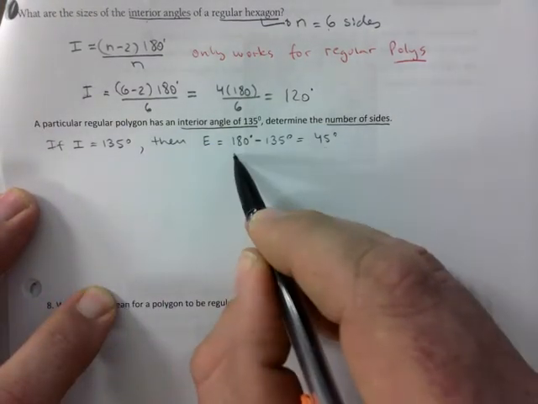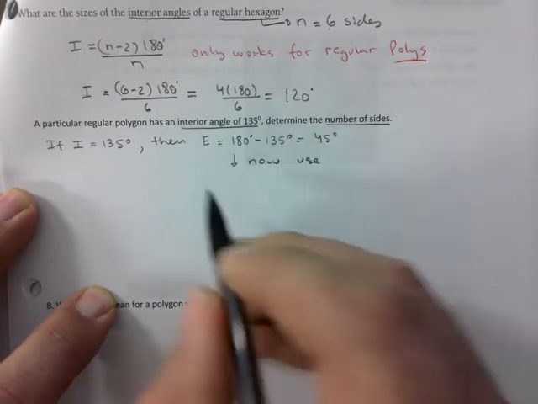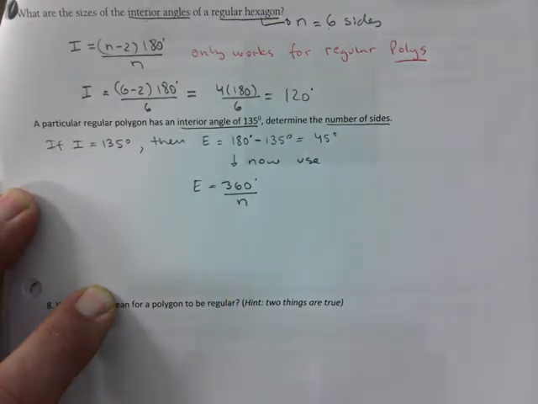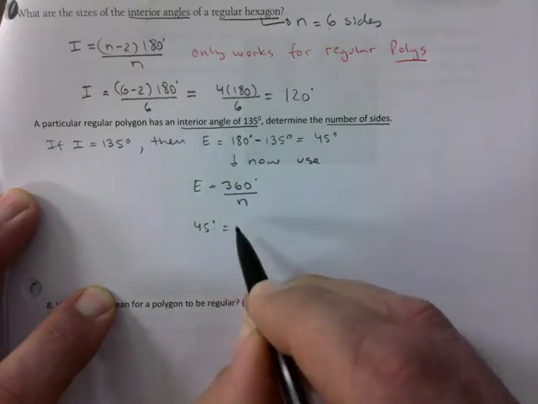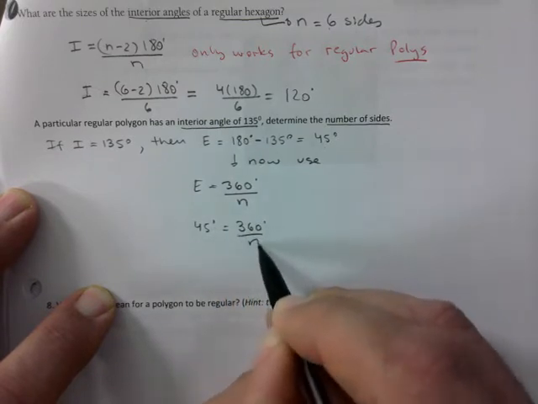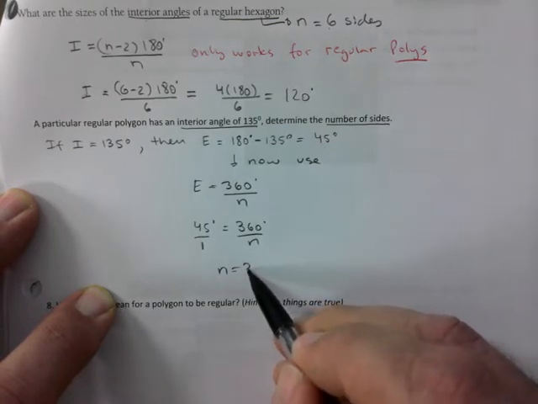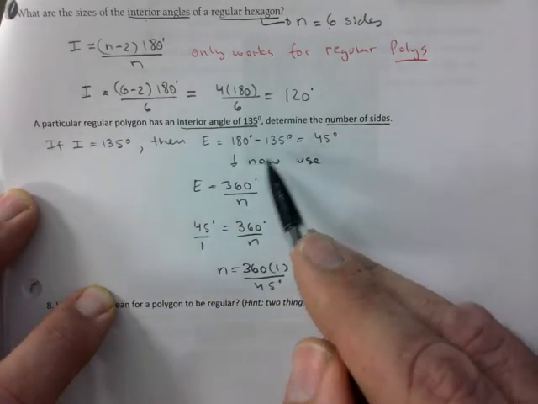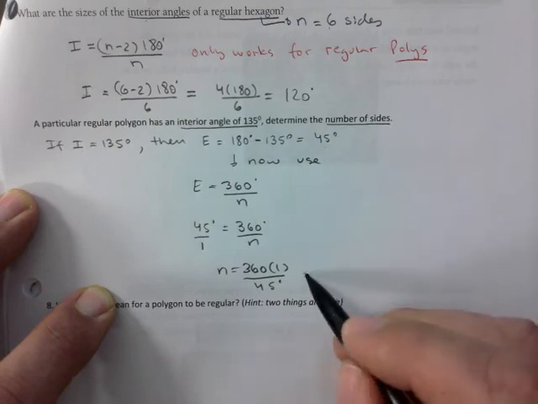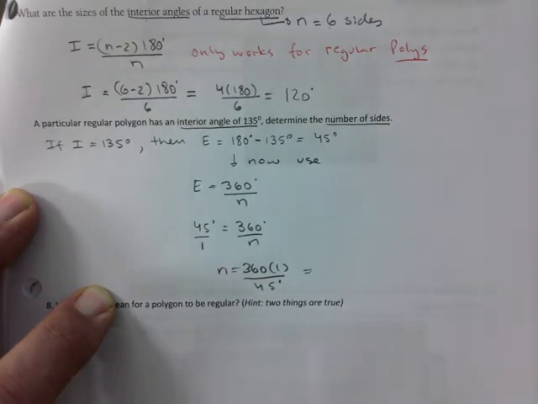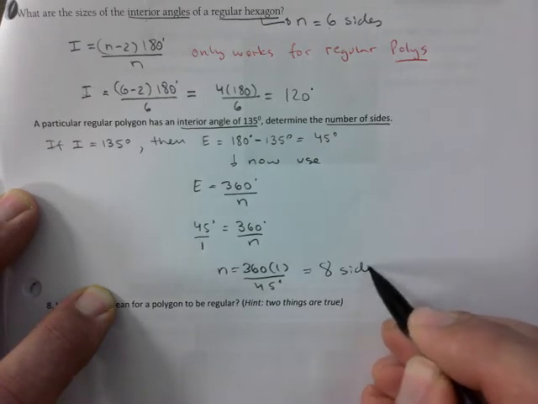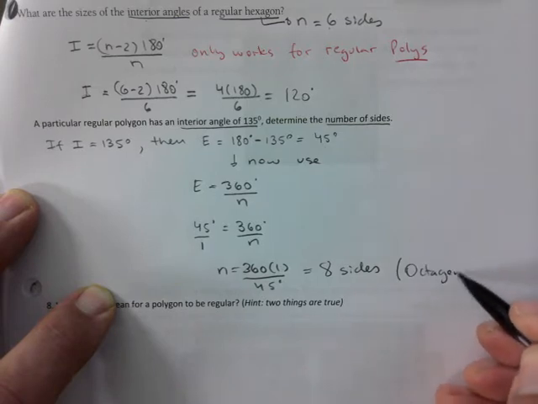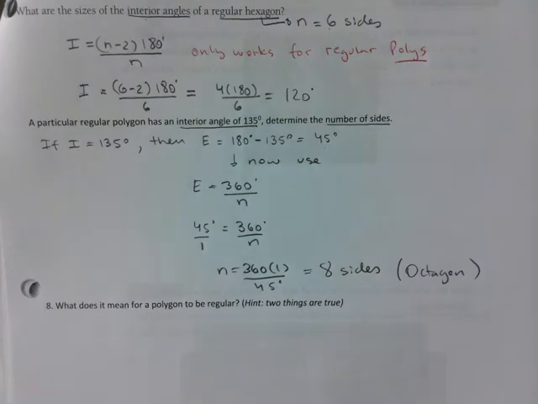So now use E equals 360 over N. And we now know that it's 45 degrees. So we're going to go 360 over N. We're going to put the 1 underneath, and it's 360 times 1 divided by 45. So there's a little trick that you need to do, and then it's back to what we just did. What's 360 divided by 45? That's 8. What do we call an 8-sided polygon? It's a stop sign, yeah. You just don't call it that, but yeah.